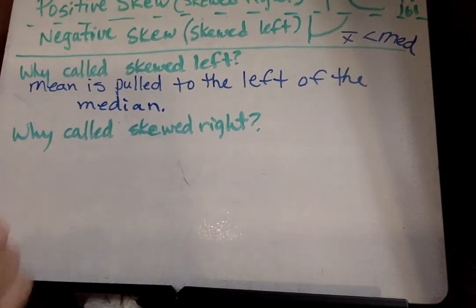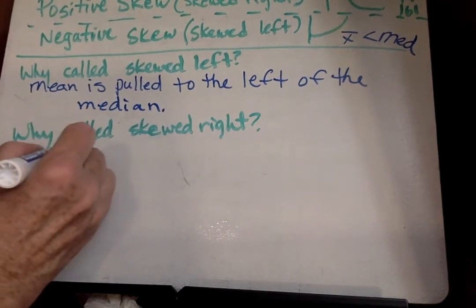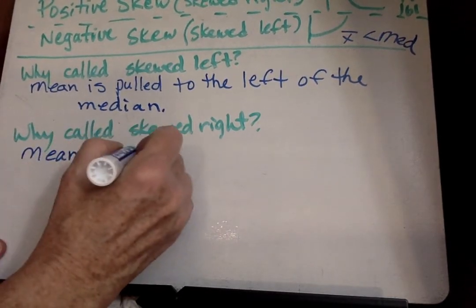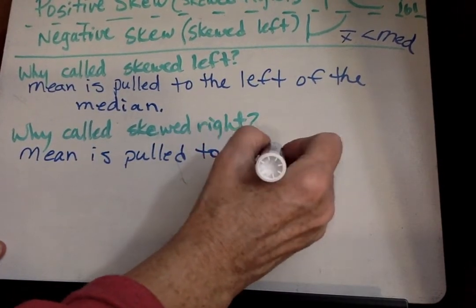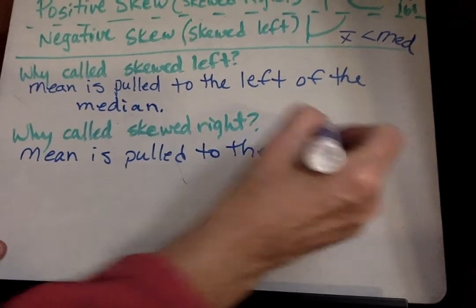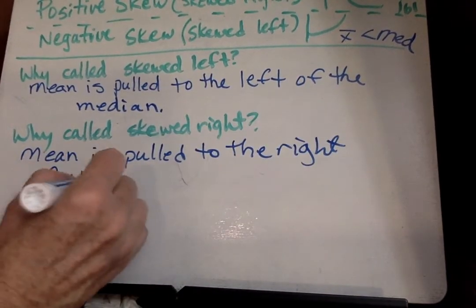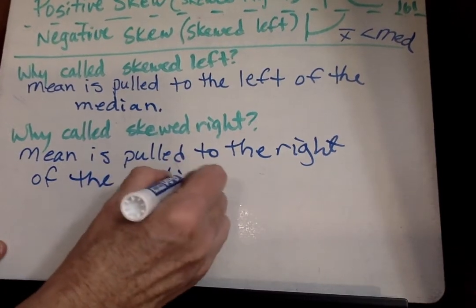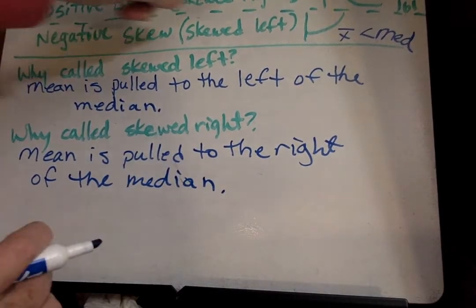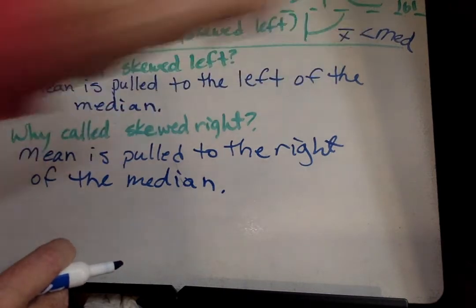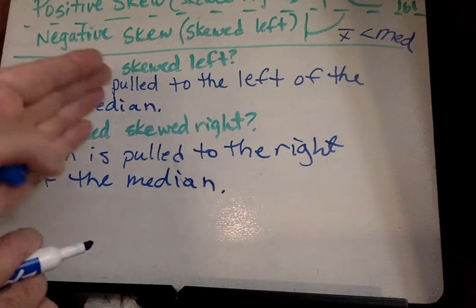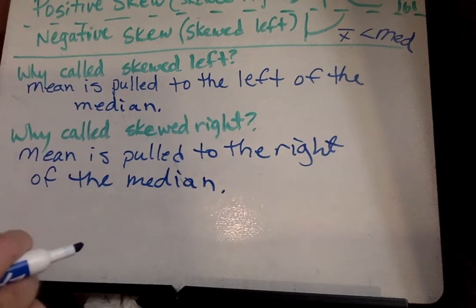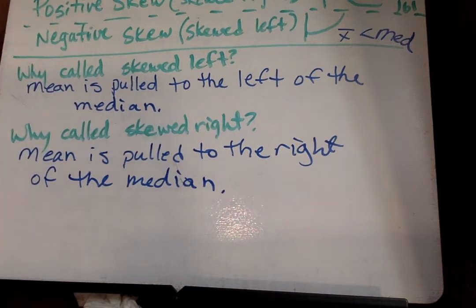And why is it skewed right? The mean is pulled to the right of the median. Okay, the main thing to remember here is that there's less data on the right-hand side, less data on the left-hand side. So the mean is pulled to the left of the median. Here the mean is pulled to the right of the median. And that is why. Okay.